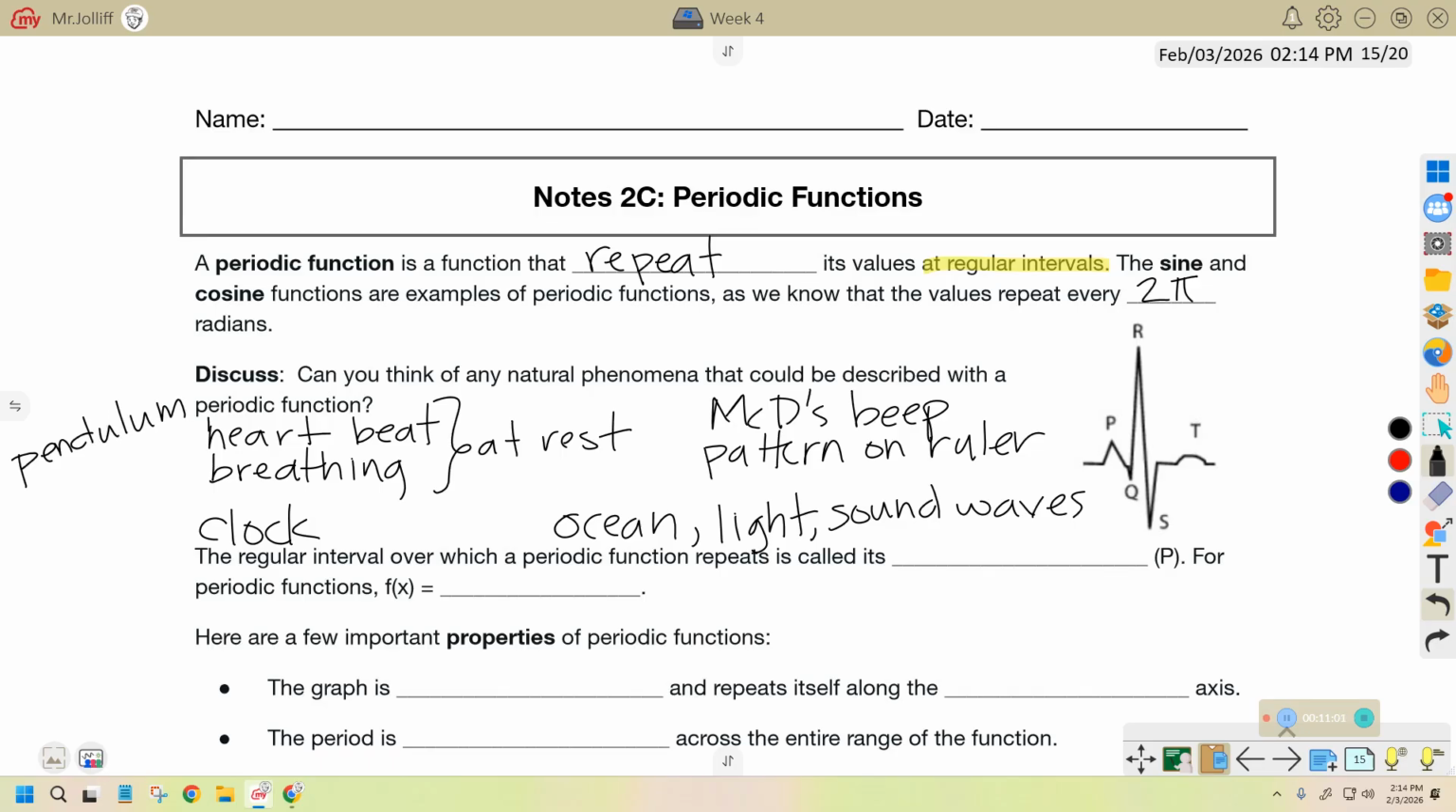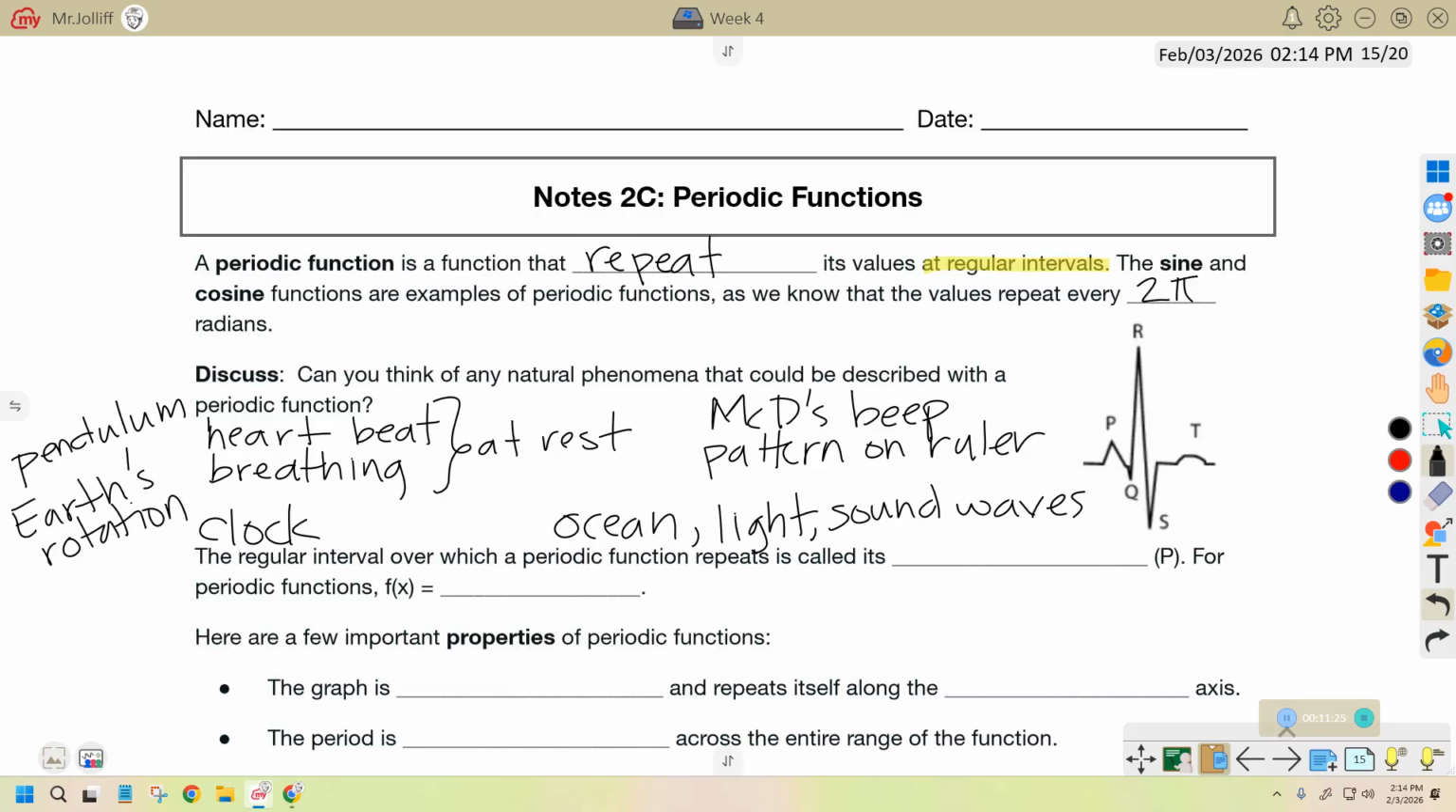Pendulum ties into that idea of a clock. Those old grandfather clocks had pendulums on them. Yes, but I'm going to write it a little bit differently than you said it. The Earth's rotation, which is what produces the sunrise and sunset.